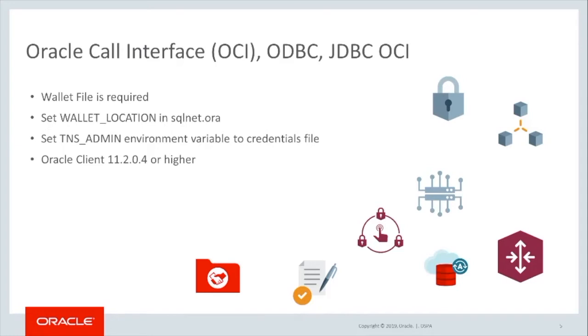First, you will need the credential wallet file and have it unzipped, as the Oracle Net Services cannot read the zip file. In your sqlnet.ora, you need to set the wallet_location variable to point to the wallet file. When the wallet_location is set, then Oracle Net Services allows the application to use the wallet file transparently. Also, the TNS_ADMIN environment variable needs to point to the credentials file. Both of these will allow the connections to use the same specific configuration files inside of the wallet to connect. The Oracle Client 11.2.0.4 or higher is required in order to have the right drivers to connect to the Autonomous Data Warehouse.